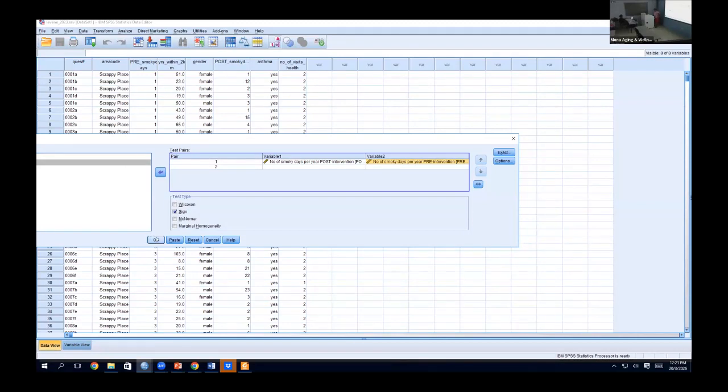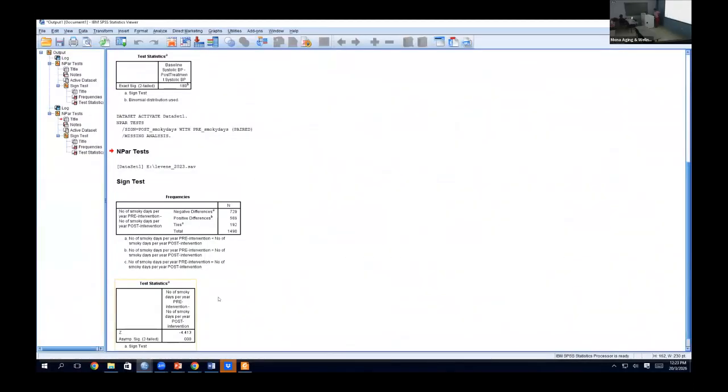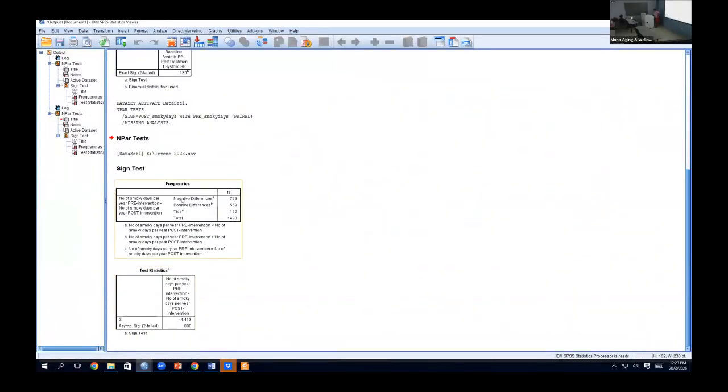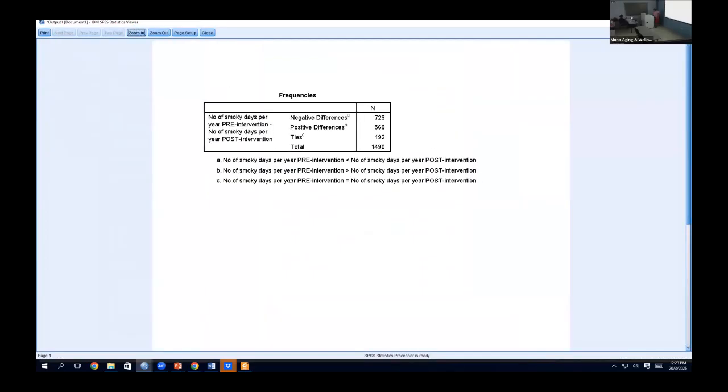So let's go. Click OK and generate our output. All right, let's look at this. So our difference is number of smoky days pre-intervention minus post. So we expect the intervention to lower the number of days. So once that's lowered, we expect a lot of positive differences. Anyhow, let's see what's happening.